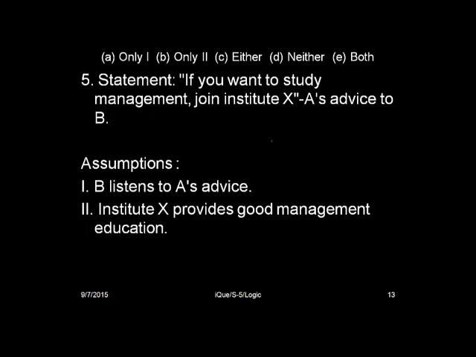We do not assume ulterior motives or hidden motives, or that A has a hidden agenda or anything like that. We say that in a utopian world, if the institute is providing good management education, only then somebody would advise another person to study there. So the second assumption is also valid, and hence E for elephant. Both the assumptions are relevant.